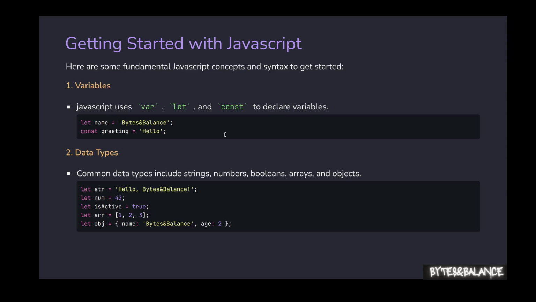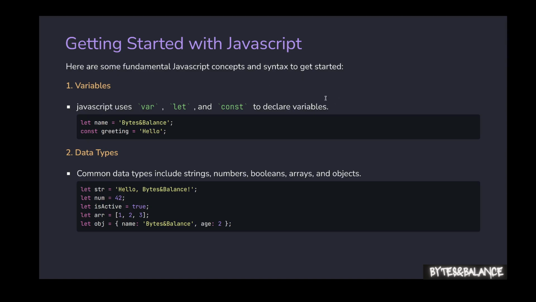Variables. In JavaScript, you use let and const to declare variables. let is for variables that can be reassigned. It is block scoped, which means it's only available within the block it's defined in. And const is used for values that shouldn't change after being set. It is also block scoped, ensuring that the value remains constant throughout its block. For example, let name = 'bytes-and-balance' is used for variables that can be updated later. const greeting = 'hello' is for values that should remain the same once assigned.